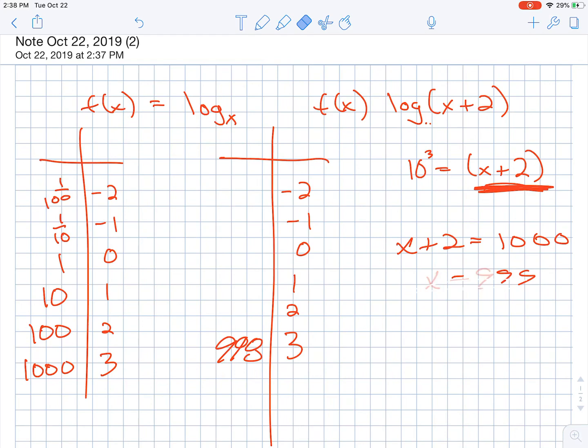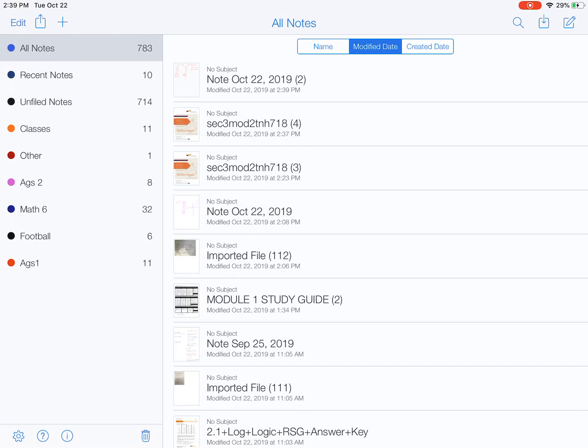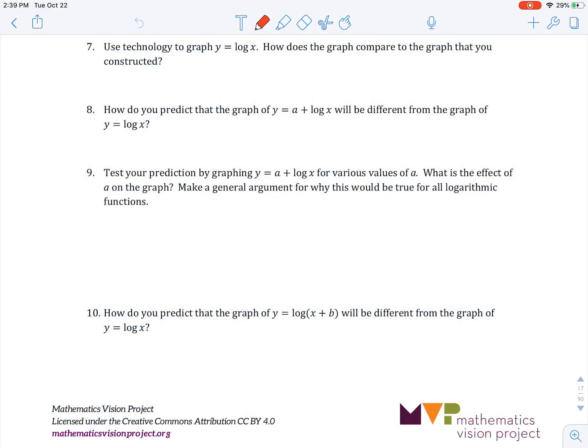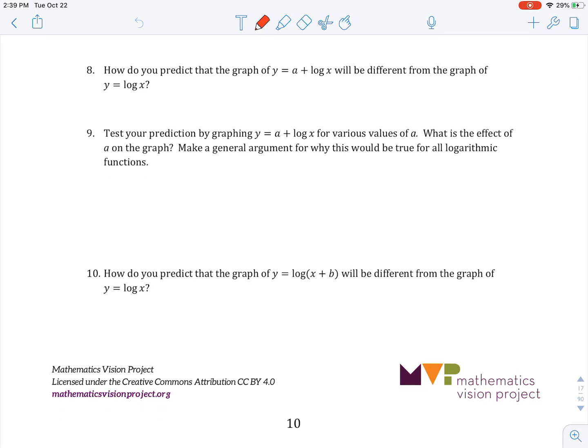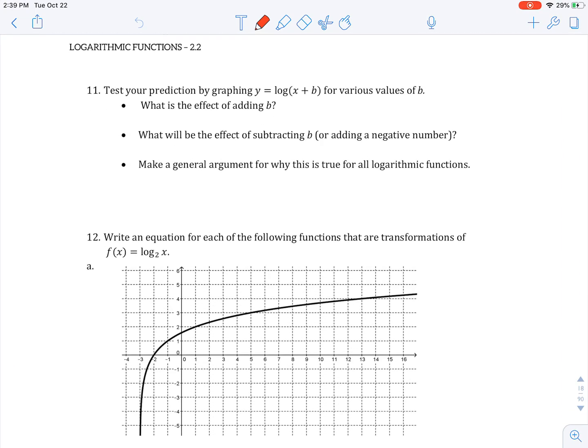Okay, if you couldn't get that the first time, maybe this one will make a little more sense. This time I'm going to have 10 to the second over here, and 100 needs to equal x plus 2. So what x value would make that true? Well, that would be 98. So the question was, what effect is that going to have, or how do you predict that is going to affect it? So you make a prediction. That probably helped you a lot.